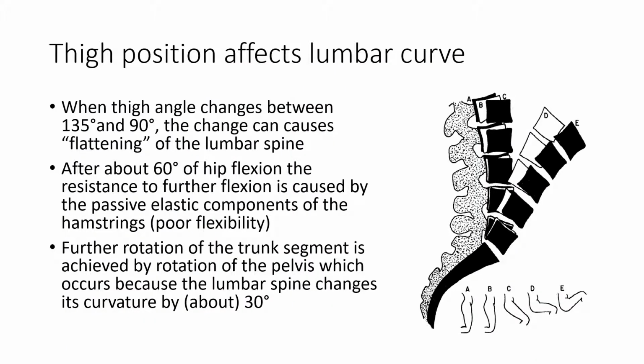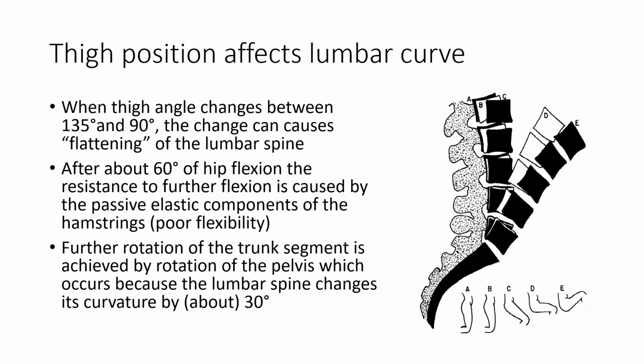Thigh posture can also affect the lumbar curvature. When we flex the hip from 135 degrees to 90 degrees, we may have flattening of the lumbar spine. For the first 60 degrees of hip flexion, we don't need any adjustment in the lumbar spine or in the pelvis area. But when the flexion is over 60 degrees, we have some restriction from the passive elastic tissues, ligaments, capsules, and also the limited flexibility of the hamstring.